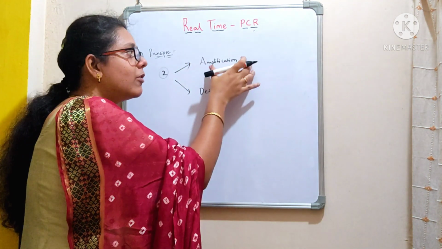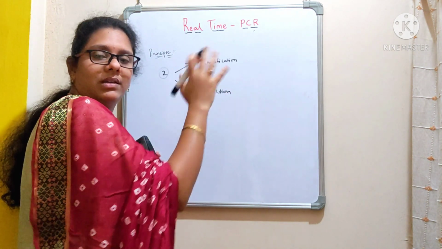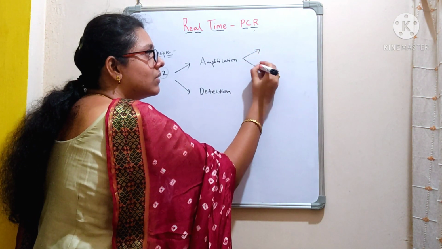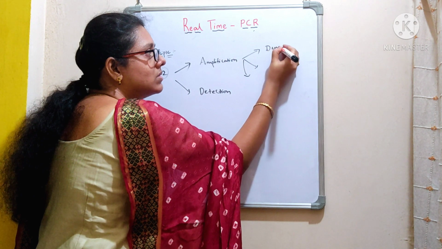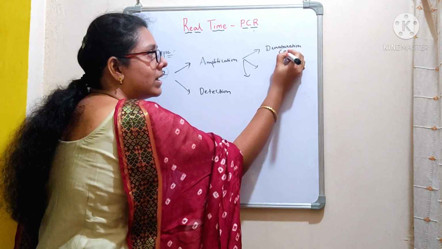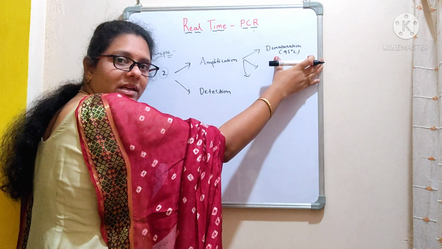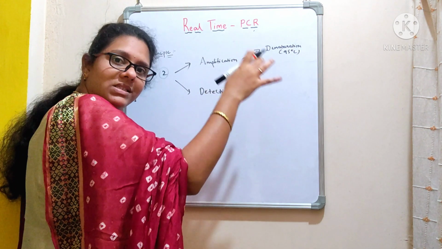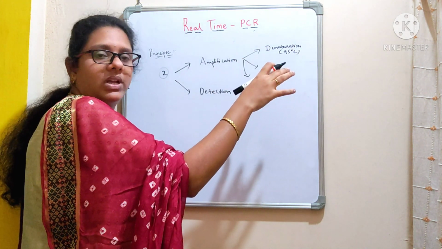Here, the amplification step is the same as in the conventional method of PCR. The amplification involves all three steps, that is denaturation, carried out at a temperature of 95 degrees centigrade, where the double stranded DNA will be converted into single strands. Now each strand will act as a template for the synthesis of a new strand of DNA.